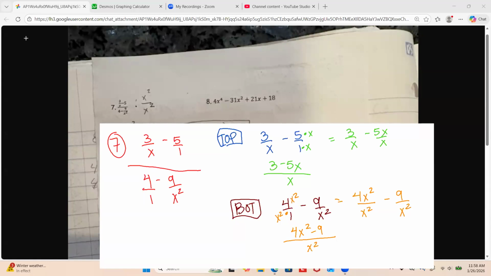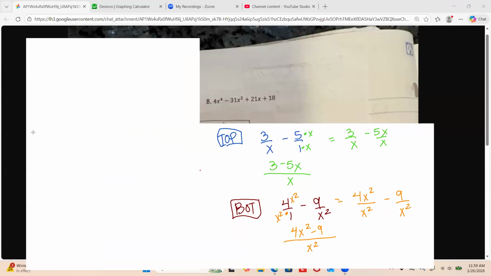Okay, so let's put this back into our big fraction form here. So the clean answer for the top was 3 minus 5x all over x, divided by the answer for the bottom, which was 4x squared minus 9 all over x squared. All right, we don't divide fractions. We keep, change, flip, but before we flip this one, the numerator of the bottom is a difference of squares. So we can factor that one.